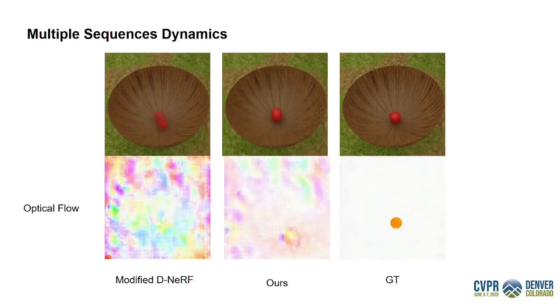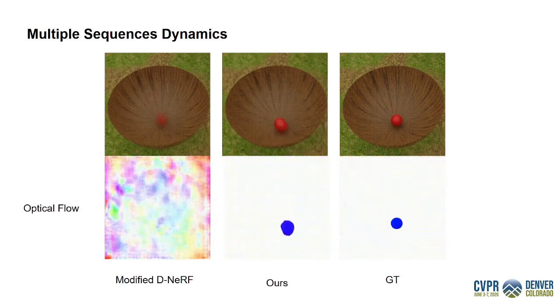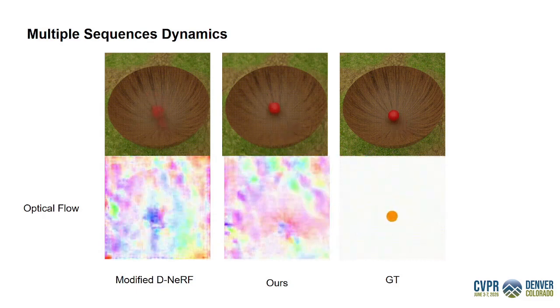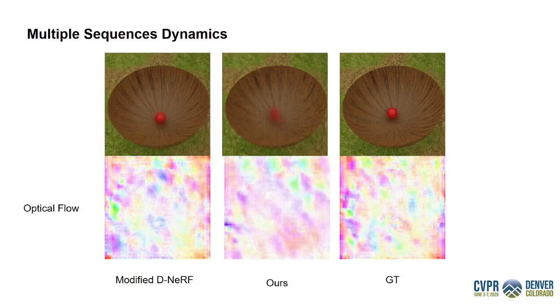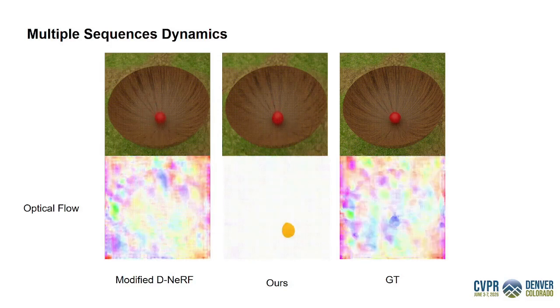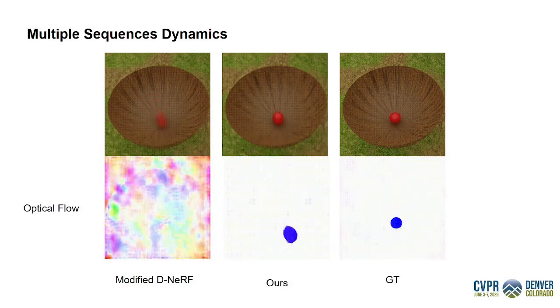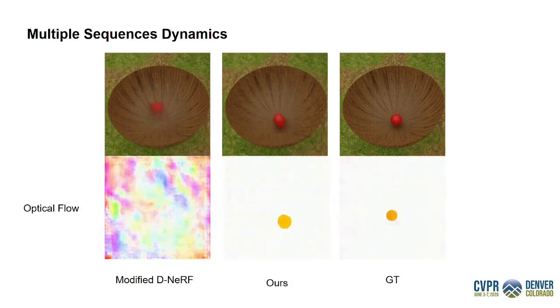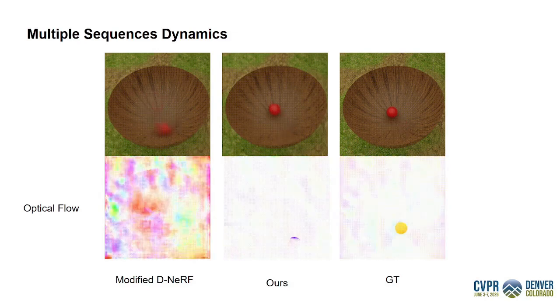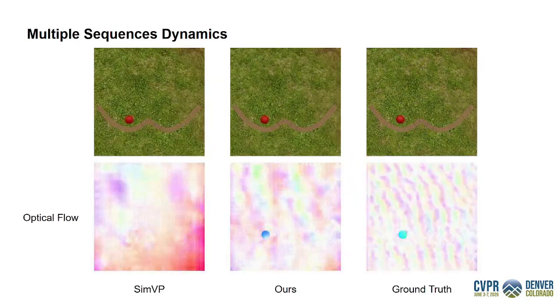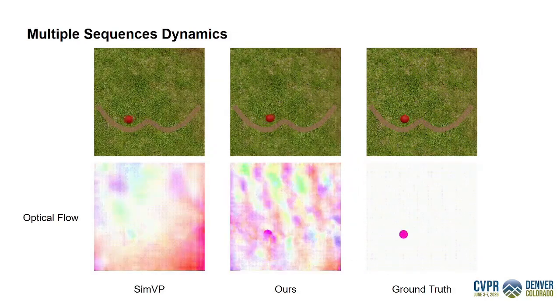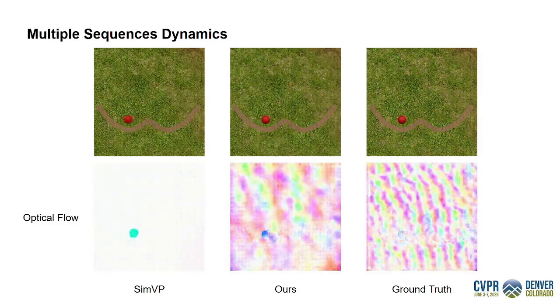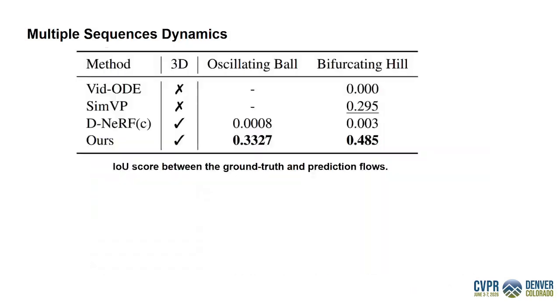This is a qualitative result of the multi-sequence setup. We also provide the optical flow of the predictions, and we observe that our predictions are much closer to the ground truth compared with the baseline. These are the results from another scene, and here also we observe that our results are much closer to the ground truth compared to the baseline.